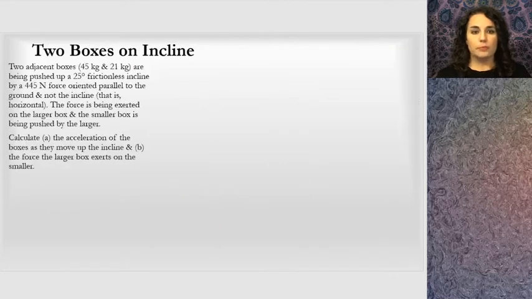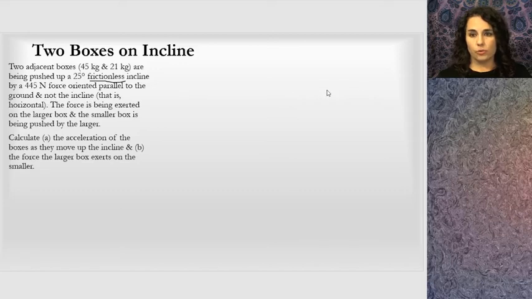Let's do another complicated example, just so that you're practicing and get some experience looking at problems that are a little bit more complicated. This problem says two adjacent boxes, and there are two masses, are being pushed up a 25-degree frictionless incline. Okay, I like frictionless. We don't have to deal with friction. By a 445 Newton force oriented parallel to the ground, not the incline.